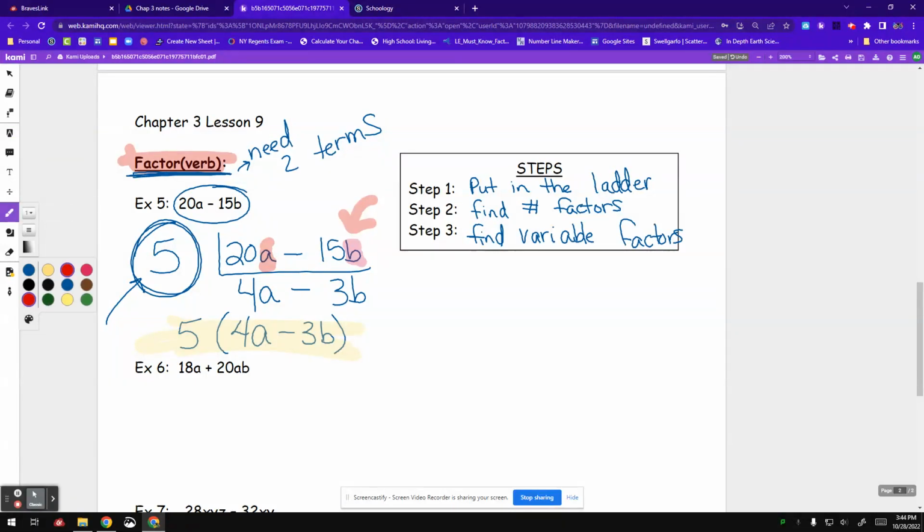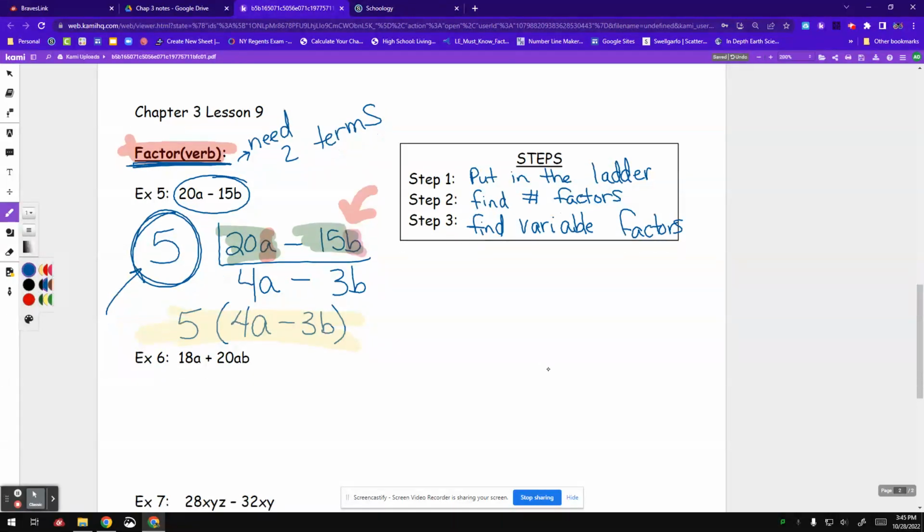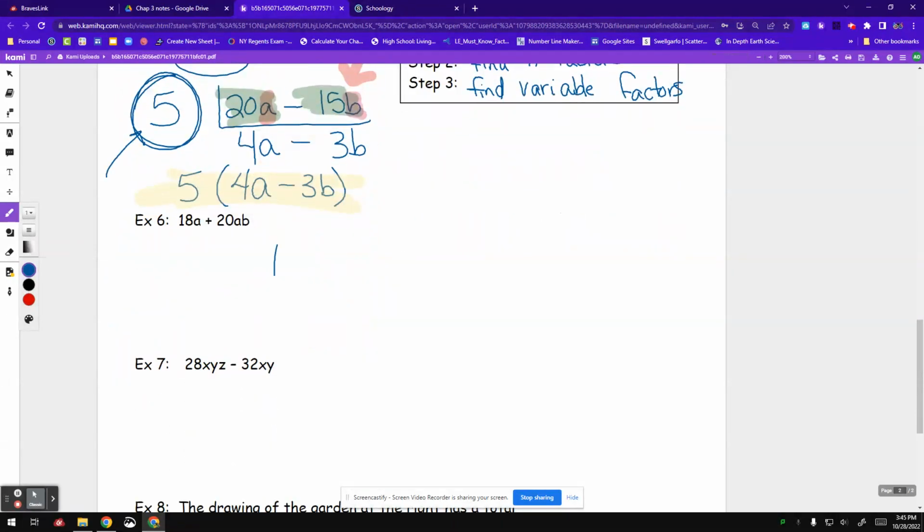And watch this. I wish I had some disappearing ink, but if I distributed, because I have a number right next to parenthesis, 5 times 4a is 20a, and 5 times minus 3b is minus 15b. Wow, that's pretty cool. All right, so this in yellow is your answer to factor the expression. Okay, let's try the next one.